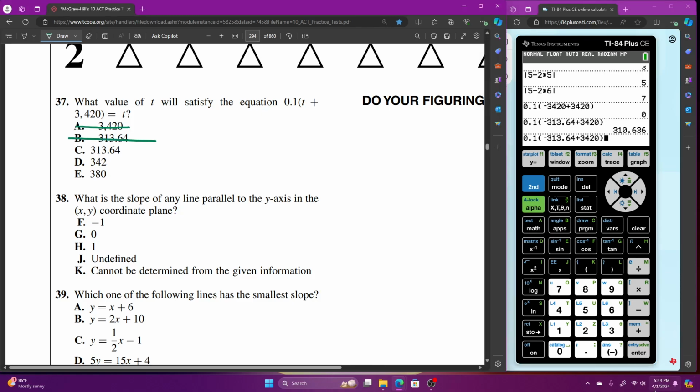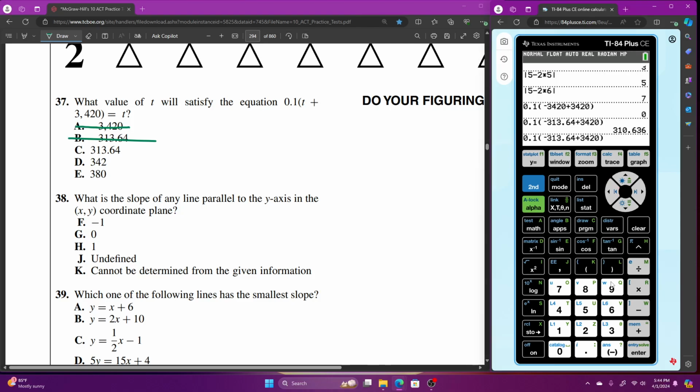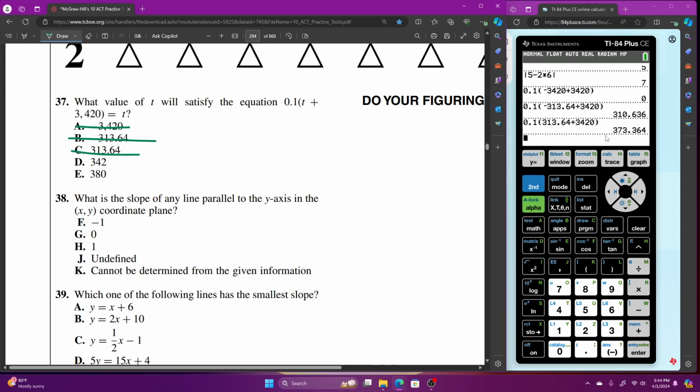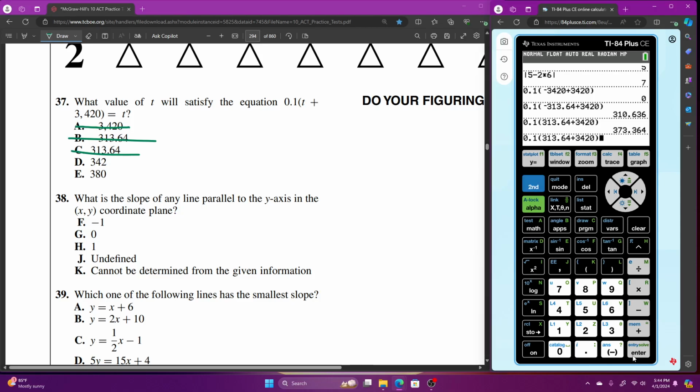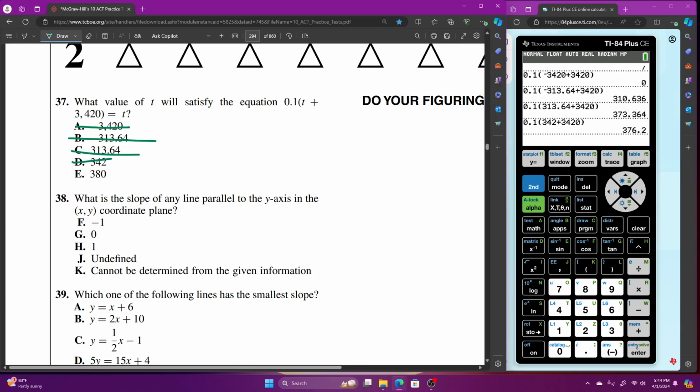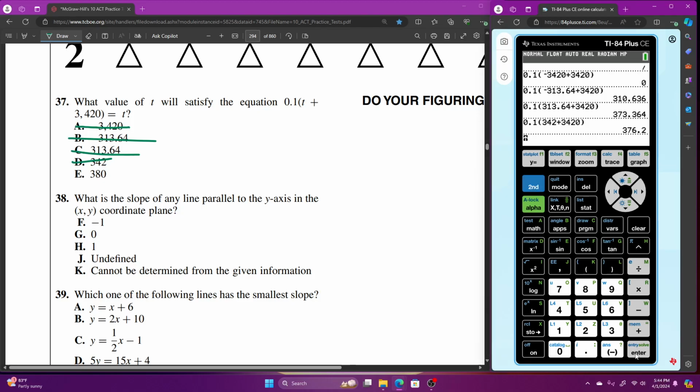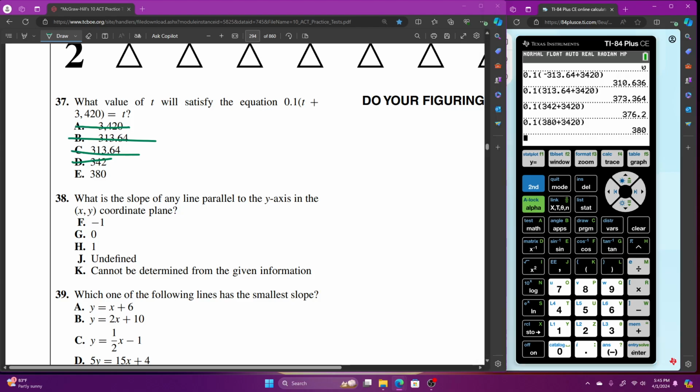C is the same thing, but positive instead of negative. I'm gonna delete that negative sign. Enter. Nope. Looks similar, but not it. D. We're gonna try just 342. Delete. Plus 3,420. Not quite it. And we'll try the last one. 380. Enter. Equals back to 380. We found our answer by back solving. Guess and check. There we go.